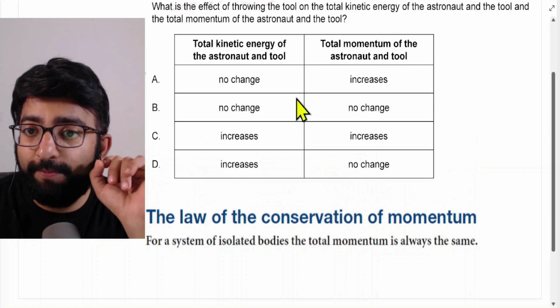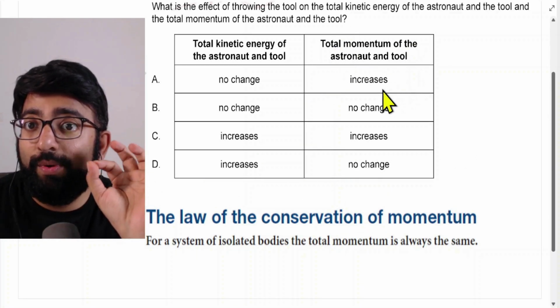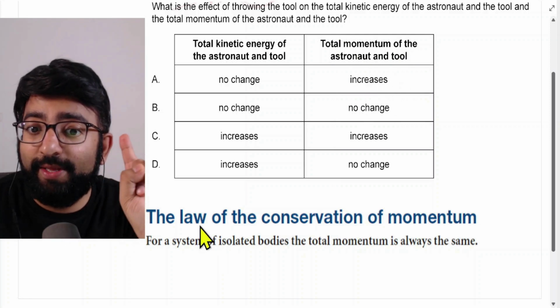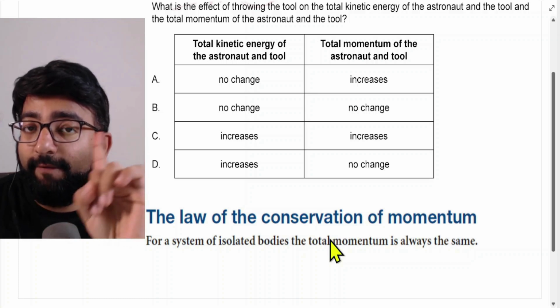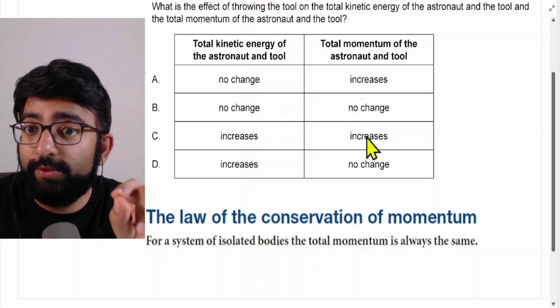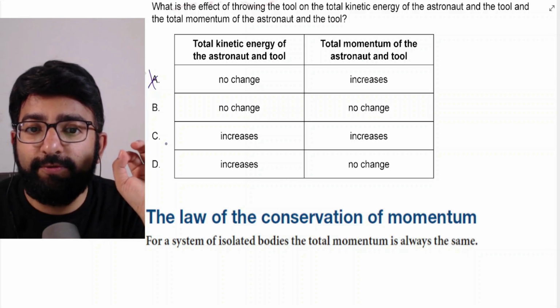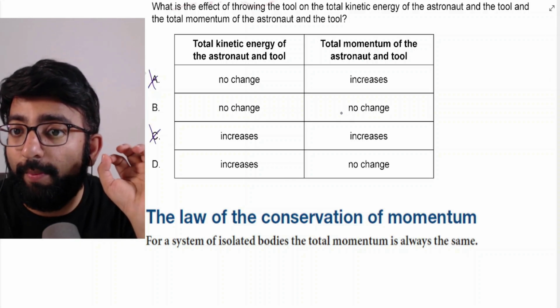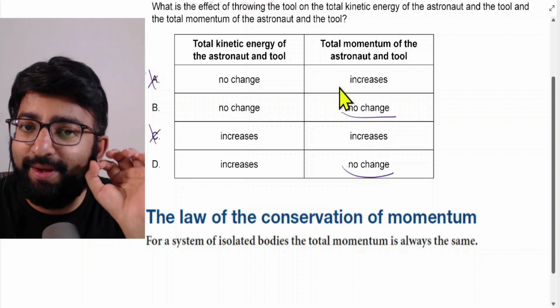And if we go back to the options, it is asking about the total momentum of the astronaut and the tool. Can it increase? No, because then it will violate the law of conservation of momentum. Initial momentum and final momentum are supposed to be equal. So there should be no change. Hence, we can eliminate option A as well as option C as total momentum cannot change. Now, what about kinetic energy? This is where it gets a little tricky.